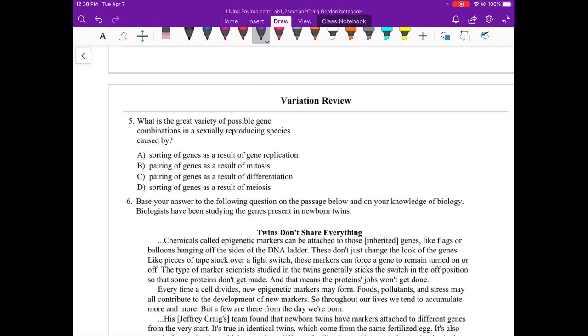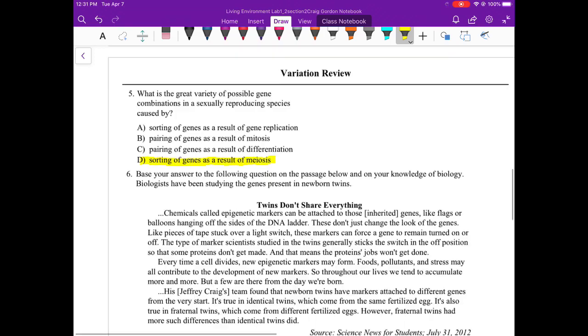Variation review. What is the great variety of possible gene combinations in sexually reproducing species caused by? It is going to be a result of sorting of genes. And so is it going to be A, sorting of genes as a result of gene replication, or nope, it's going to be letter D, sorting of genes as a result of meiosis. That's also known as recombination.